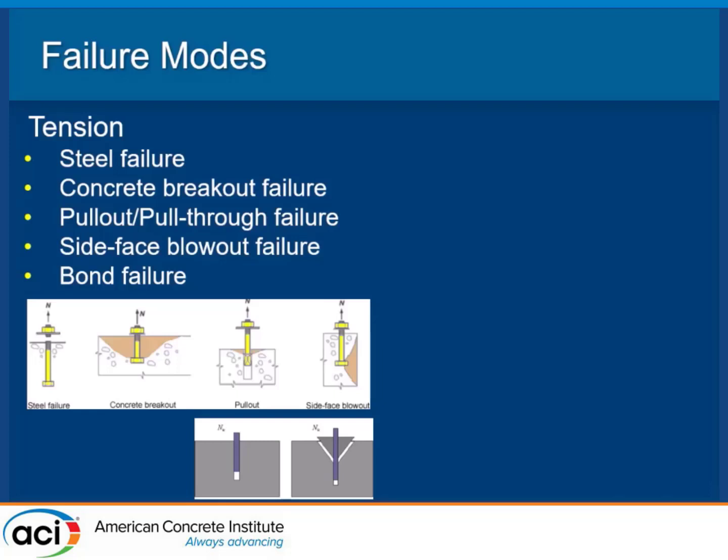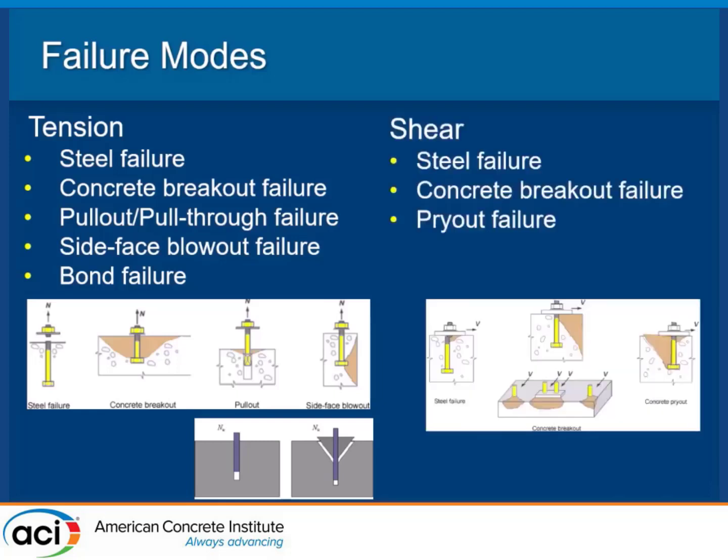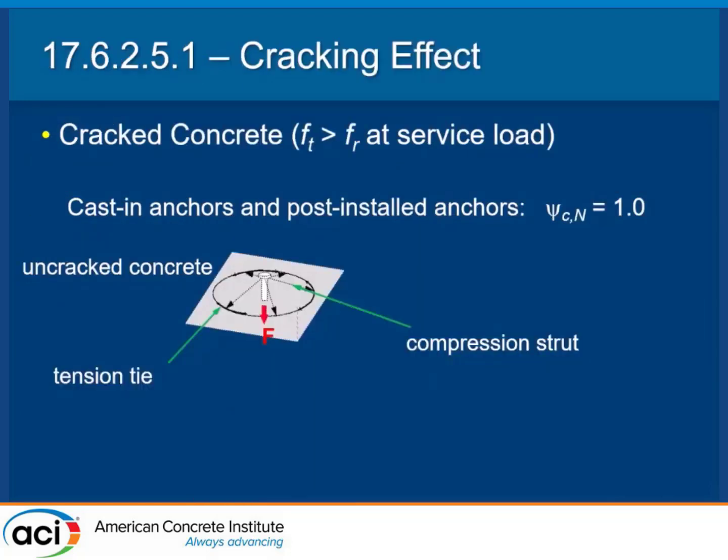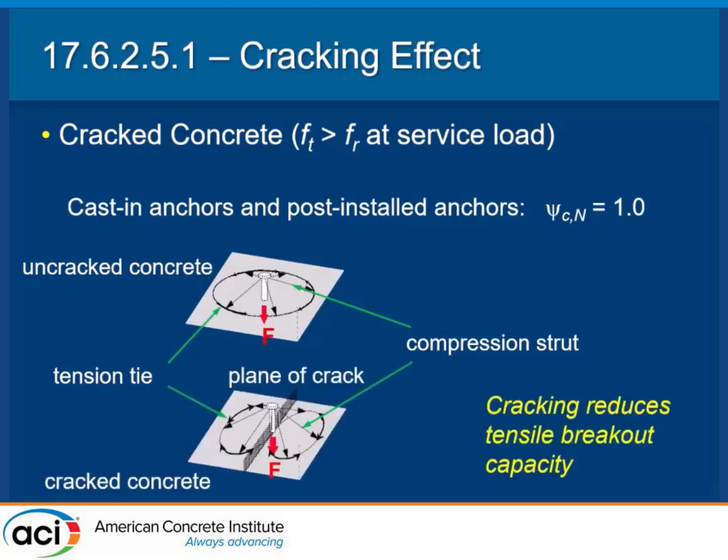So each one of these things we'll go through. I'll be bringing this up several times. And in shear, it's a steel failure, concrete breakout to the side, and a pryout failure. So we'll get through all that. I want to talk a little bit about cracking and why it's so important and why we went from uncracked concrete to cracked concrete, is because when everything's nice, you get a nice pullout here. As soon as you get a crack through it, obviously you can see how the patterns change as far as how that stress comes up, and it creates a reduction in the capacity.